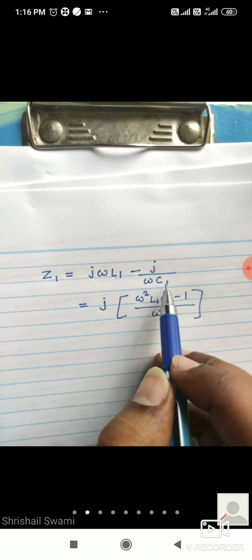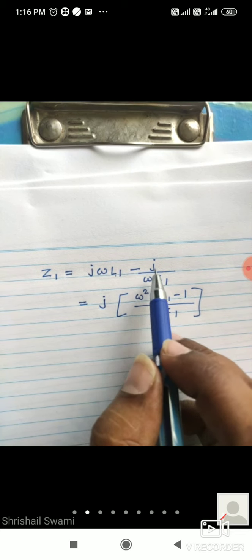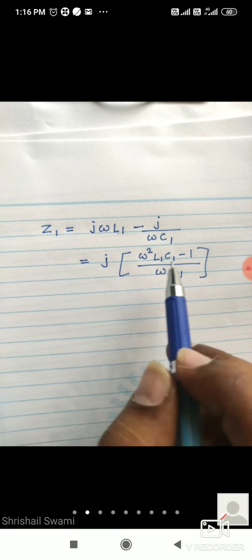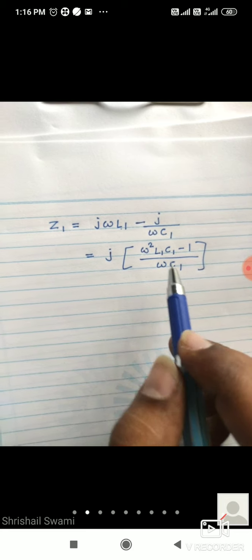So J omega L1, and for the capacitor it is minus J upon omega C1, because the impedance of a capacitor is negative. So take the J common, and you will get the relation omega L1 minus 1 upon omega C1. Then find the solution by cross multiplication and so on. I have given the step directly. So this is the Z1.